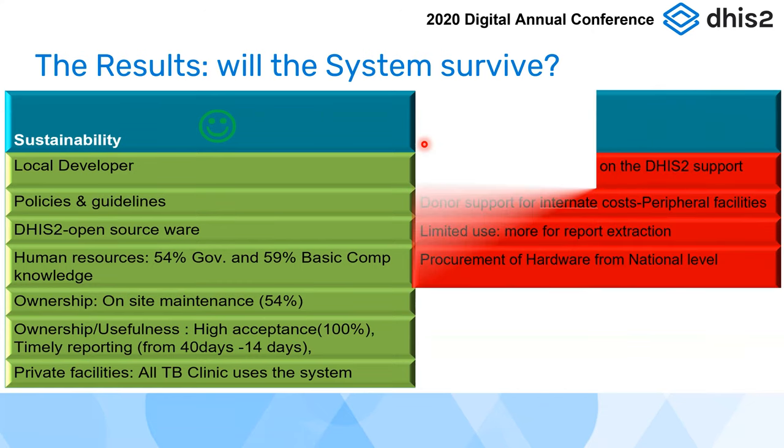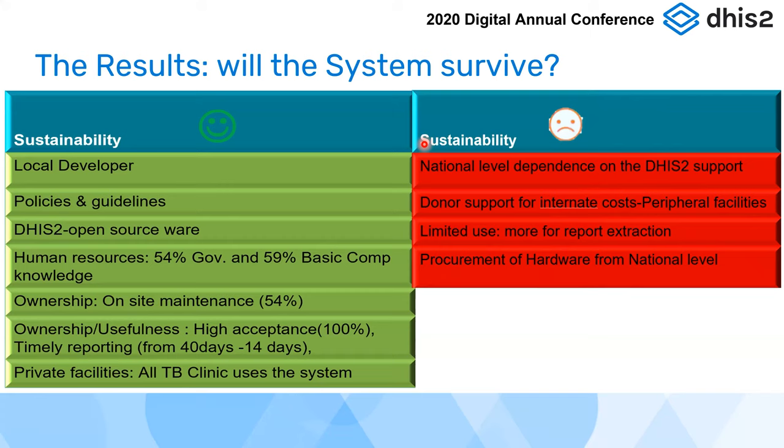Well, we still have some red lights that endanger our sustainability, like the dependence on DHIS2 support per se. The dependence is still at the national level or at the developer directly. So we don't have this capacity at the subnational level. There is also the internet cost for those peripheral areas where we do not have a good connection. But also on the use, as you've seen, a lot have accepted that the system is good for them because of extraction of the report, simply because the reports are the ones which are being imposed on them. But really they have not mentioned much of their own use.